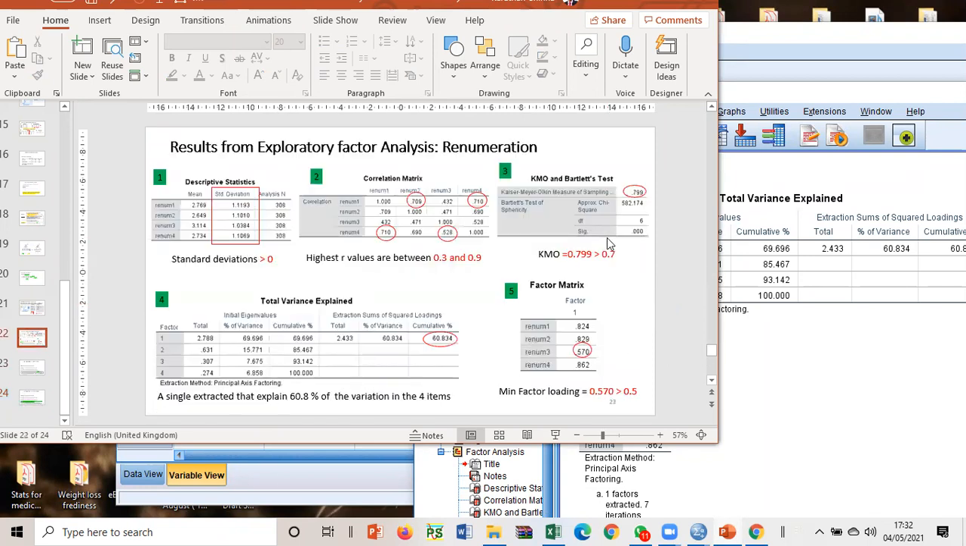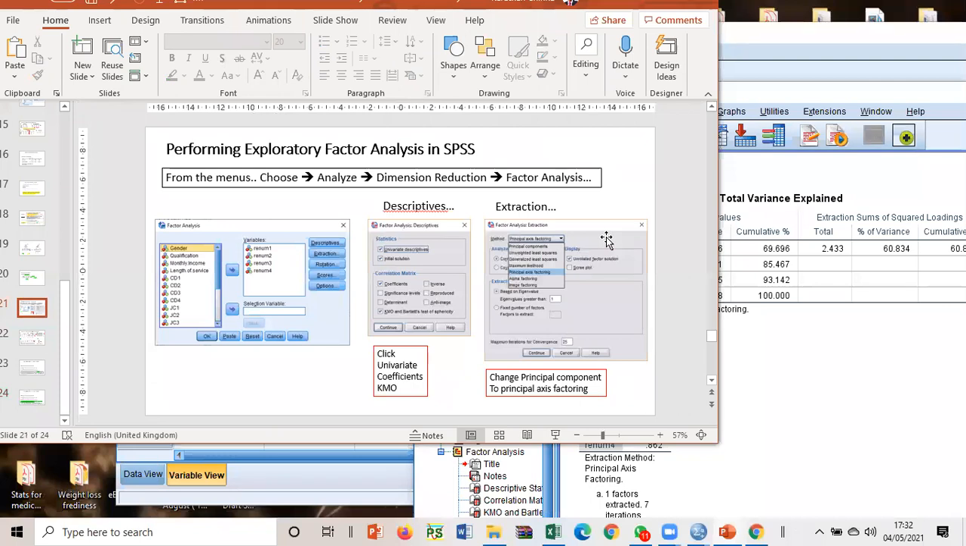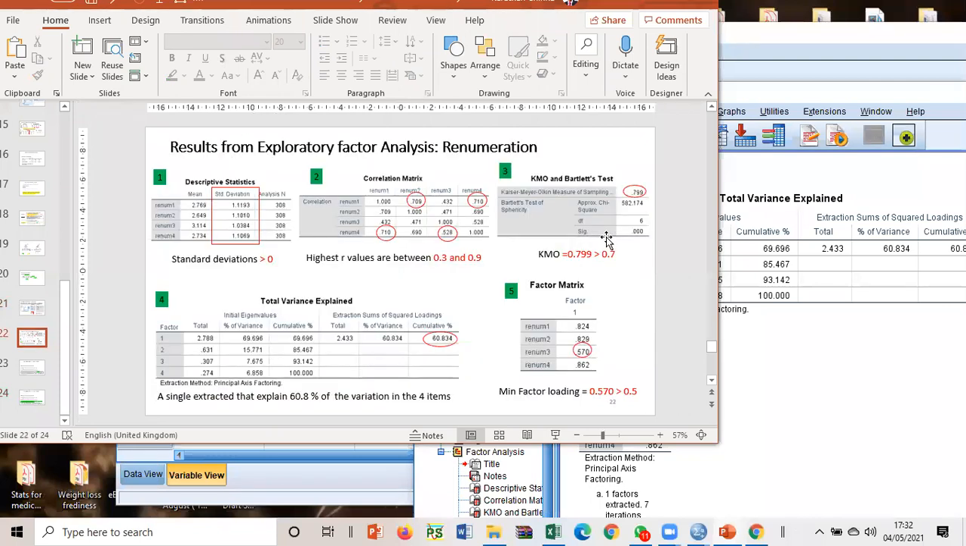What we did was factor analysis. We got these tables 1 to 5. First table, observe KMO more than 0.7. Second table, correlation between 0.3 and 0.9. Third table, the KMO value. Fourth table, we observe the items can be reduced into one factor, and that's the explained variation, and that's our factor loading. Are we clear?